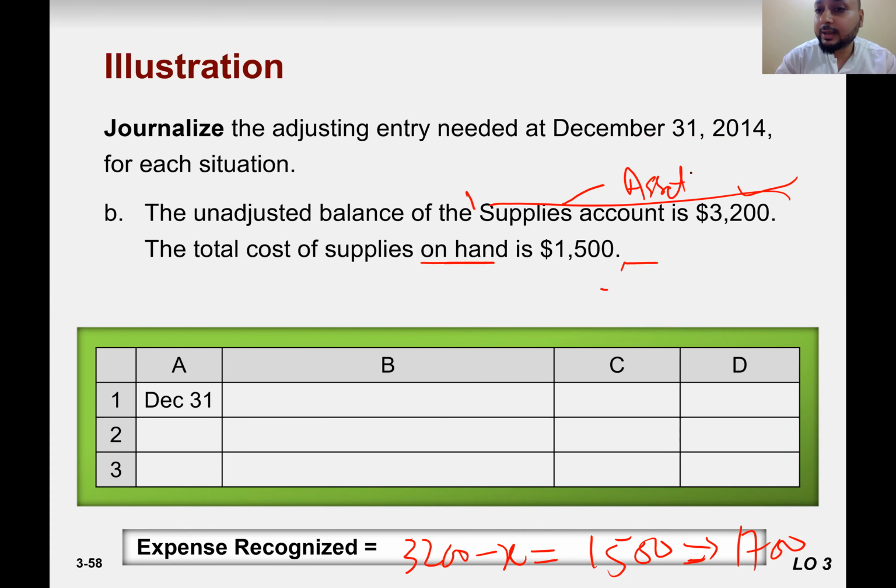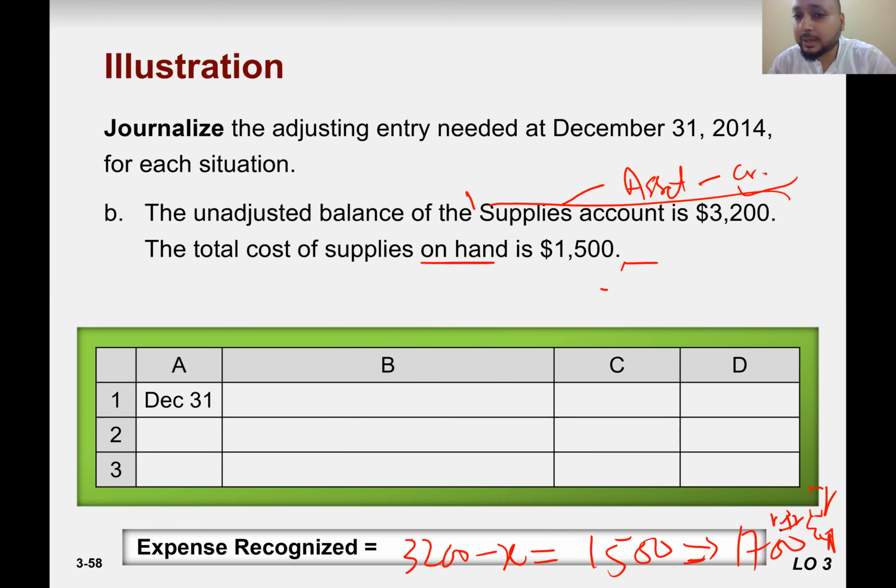Assets, so asset decrease, credit. So 17 is our expense. Expense increase, debit. The entry would be expense to asset, because asset decreases.